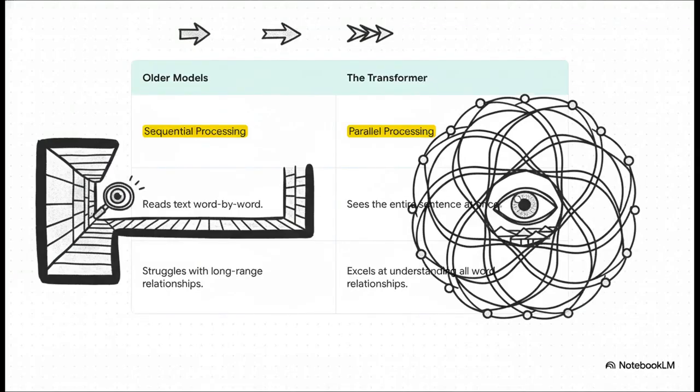Okay, so this slide gets right to the heart of the change. The old way of doing things was sequential, one word after another in a line. It's kind of like trying to appreciate a masterpiece painting by looking at it through a tiny straw. You just can't see the big picture. But the transformer? Whoa! It sees the entire painting all at once. It processes everything in parallel, which means it can understand the relationship between every single word, no matter how far apart they are in a sentence.